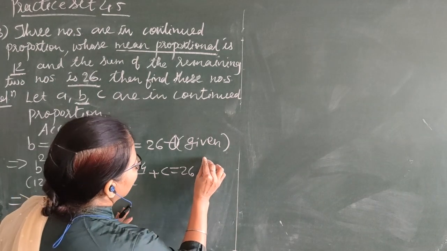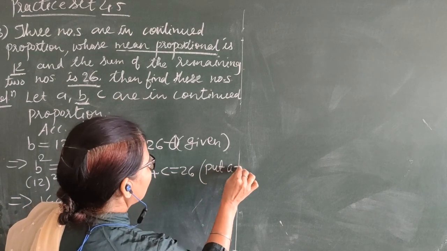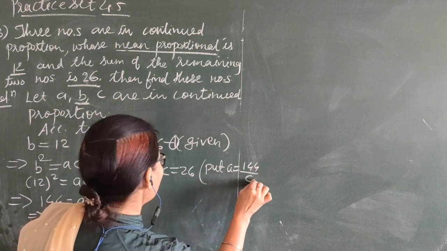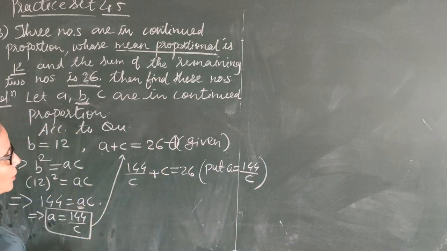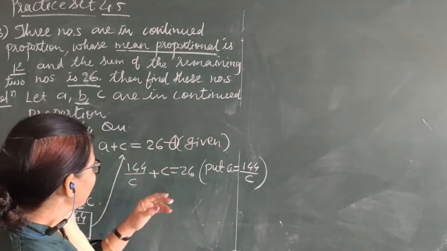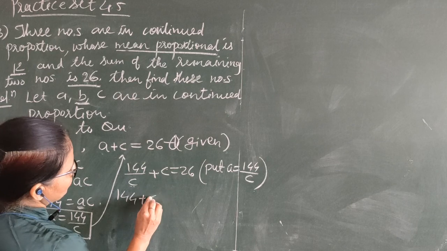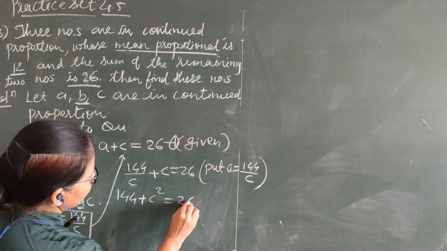Okay, and here what we have done, let's write. Put A is equal to 144 by C. This we have done. Now you know this is the addition of fractions. So let's simplify. What will we get here? 144 plus C into C will be C square is equal to 26.